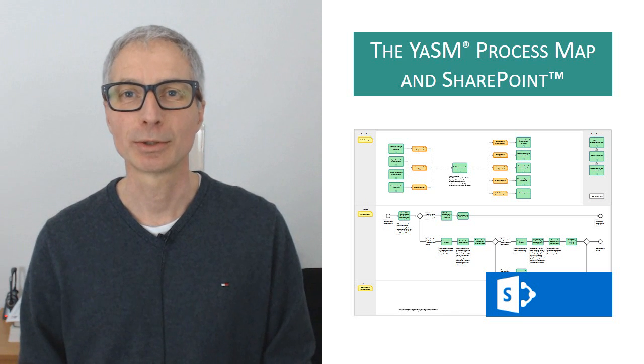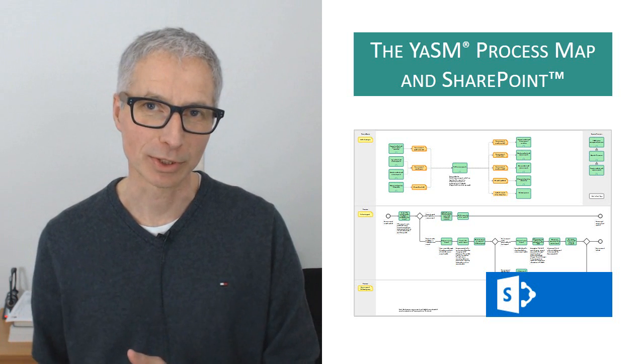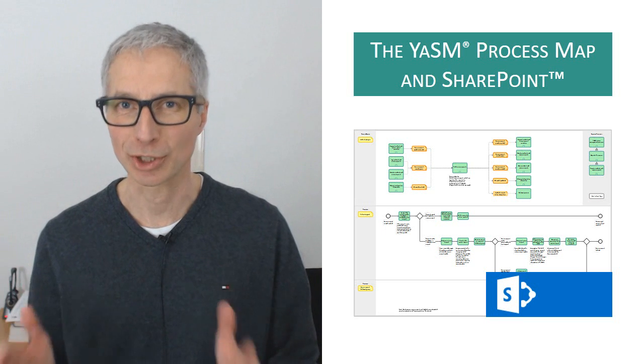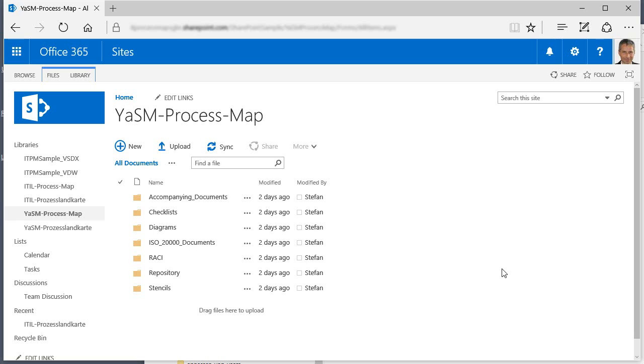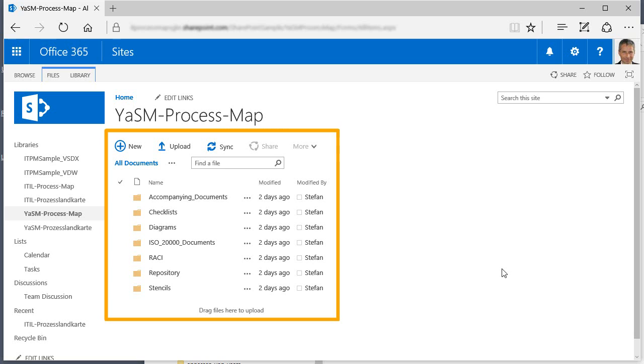And today I'm going to show you a few examples of how the YaSM Process Map can be used in combination with SharePoint. What we have here is my particular flavor of SharePoint that comes with Office 365. As you can see, I created a document library on my SharePoint site, which contains all the folders and files that make up the YaSM Process Map.